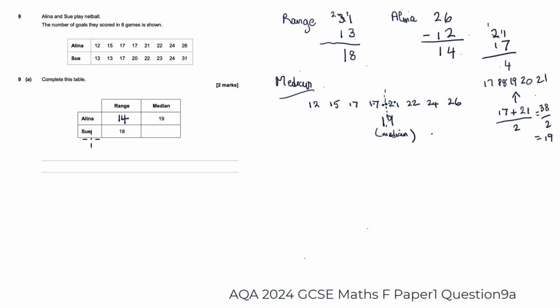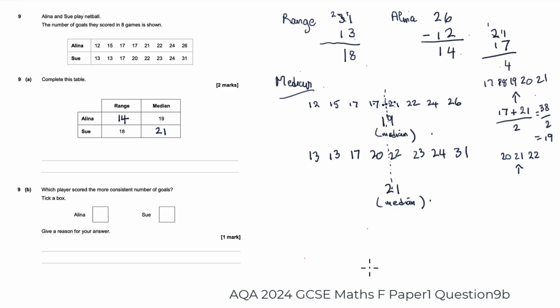So let's have a look at Sue's numbers. She scored in the 8 games 13, 13, 17, 20, 22, 23, 24 and 31. So again, there is no middle number, so we'd be looking for a number halfway between 20 and 22. Well, that's 21. So in her case, her median is 21.